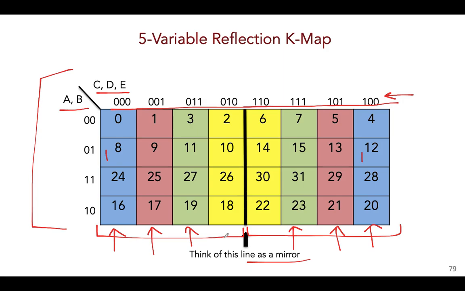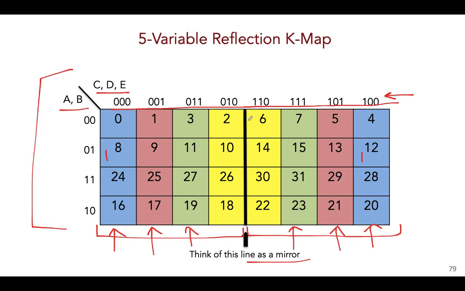So this visualization using colors is just to help you get an idea of which column is supposed to be considered adjacent to which column. That is, which cell is considered to be adjacent to which cell, because that helps you form groups of the ones. Right? If you're talking about SOP, we have to form groups of the ones. If you're talking about POS, we have to form the groups of the zeros.